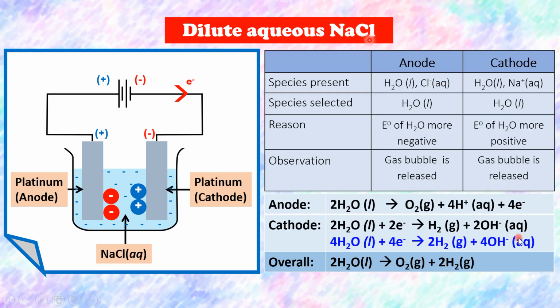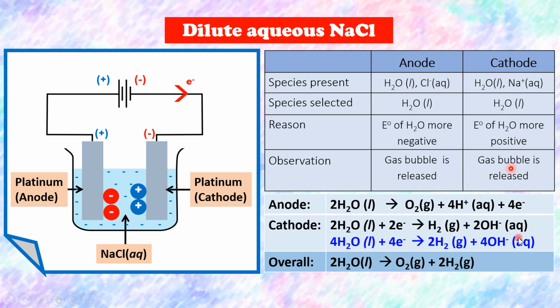Electrolysis of dilute aqueous NaCl uses aqueous NaCl as an electrolyte and platinum electrode as the anode and the cathode. Since the anode is the positive terminal, there are 2 species present at the anode, that is liquid water and aqueous chloride ion. Because the cathode is the negative terminal, there are 2 species present at the cathode, that is liquid water and aqueous sodium ion. At the anode, liquid water is selected to be discharged because E naught of H2O is more negative. At the cathode, liquid water is also selected to be discharged because E naught of water is more positive.